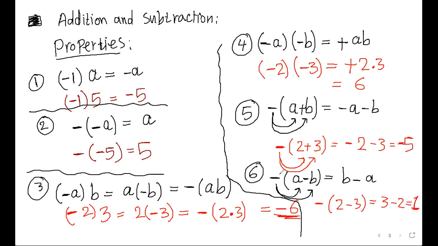For example, this one. When I distribute the minus inside, let me change the colors. So when I distribute the minus, it gives me minus a. Minus times minus is positive, b. And this is exactly like b minus a. And this is what I get here. Okay, perfect. Is it clear? So again, minus here, I can distribute it inside. It gives me minus a, minus times minus is positive b. And this is exactly like positive b minus a.